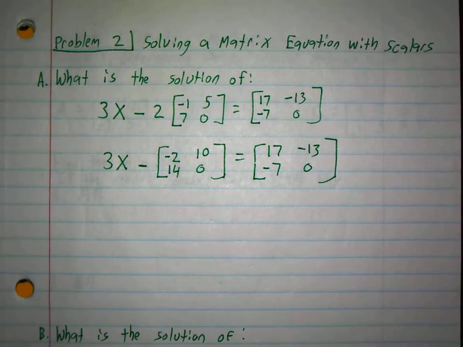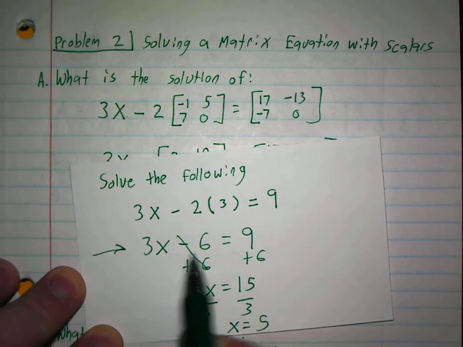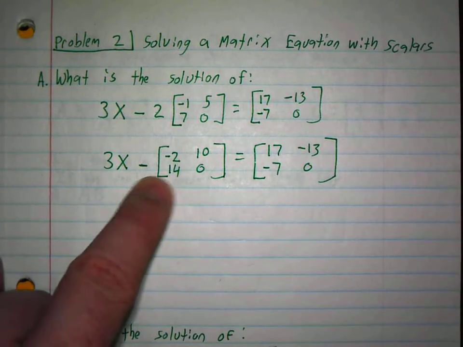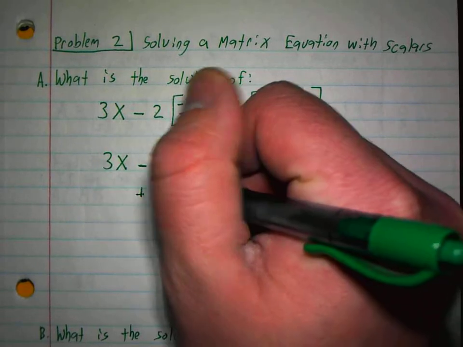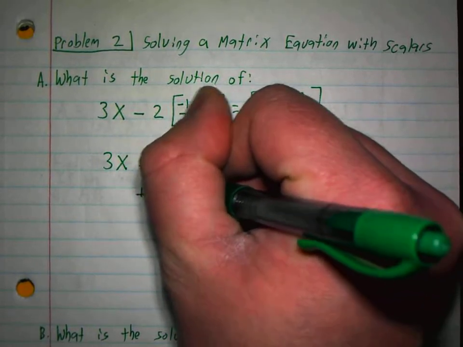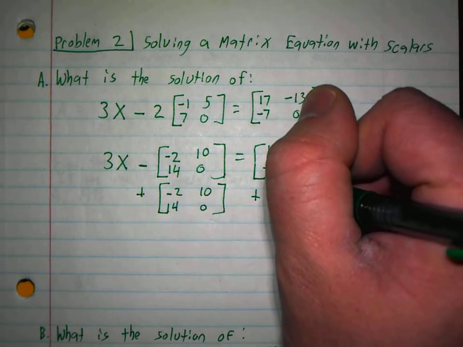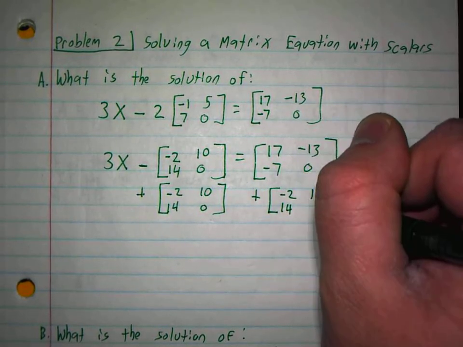Second, what am I going to do? So, like, remember in this problem, what did we do next? So now we're at this step, right? Trying to get this by itself, and it had minus 6, so I added 6, right? So I have minus negative 2, 10, 14, 0. I need to get rid of that, so I'm going to add it to both sides, because whatever you do to one side, you do to the other.